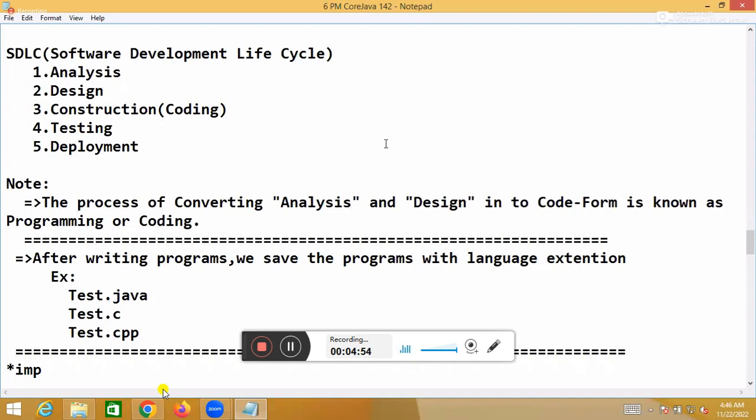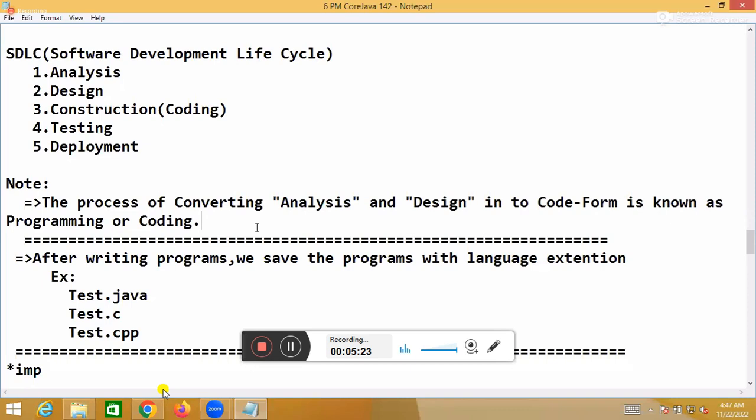Because of this reason, you observed yesterday's notes also. I came with the basic level only: program definition, program stages, compilation, execution, objective code, byte code. We are coming with basic only, so notes will come with the basic level only. Anyway, the information for you: the process of converting analysis into code form is known as programming or coding, we say.